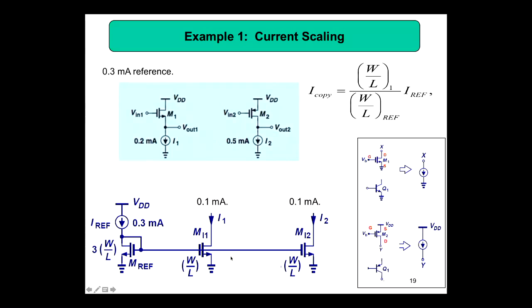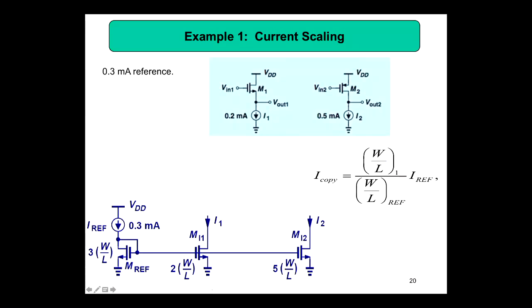So you have two NMOS circuits, and at the moment you have W by L. Here you have 0.3 milliamps, and if you use three MOS transistors in parallel, you get 0.1 milliamps. Very easy. Then in order to get 0.2, how many do you need? Here you need two MOS transistors connected in parallel. In order to get 0.5, you need 5 MOS transistors connected in parallel. That is the reason we connect 2 here, then 5 here. In that case, you get 0.2 milliamps here, 0.5 milliamps here, and the reference is 0.3 milliamps.